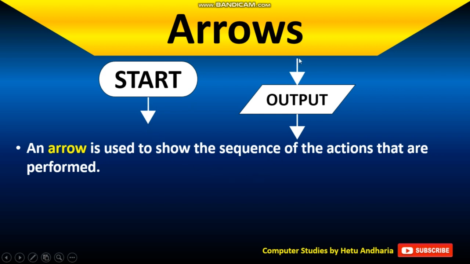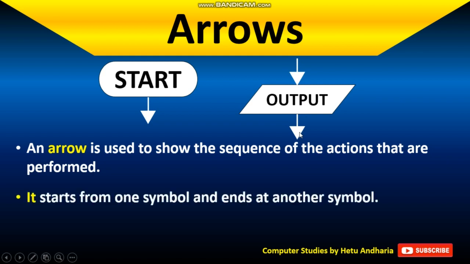Here also you can see that something is coming from the top, here it is getting output and then it is going to the next step. So that suggests the flow of the program. It starts from one symbol and ends at another symbol. An arrow can't be lying empty anywhere. It will be lying between two different symbols.